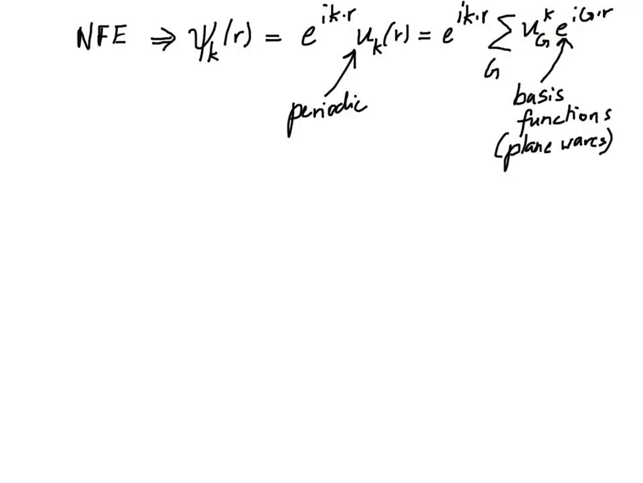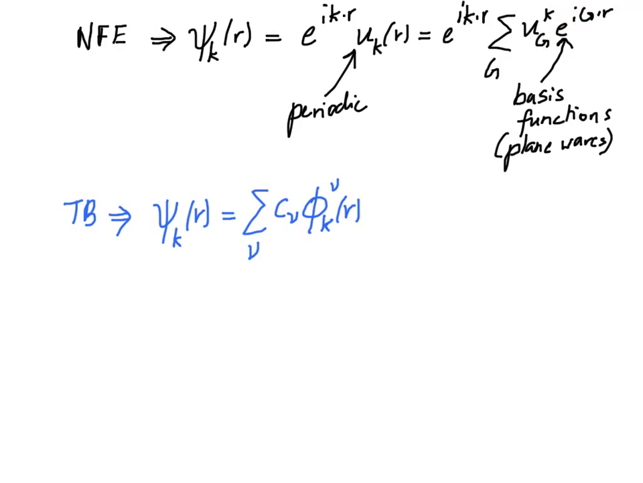Now let's see what the situation is with the tight binding picture. Within the tight binding method, we write our wave function as a linear combination of some other functions Φ, right? So we have Φ over here, and we have c_ν, which are the coefficients. So we are writing our wave function as a linear combination of some auxiliary functions Φ. Now, what are Φ?